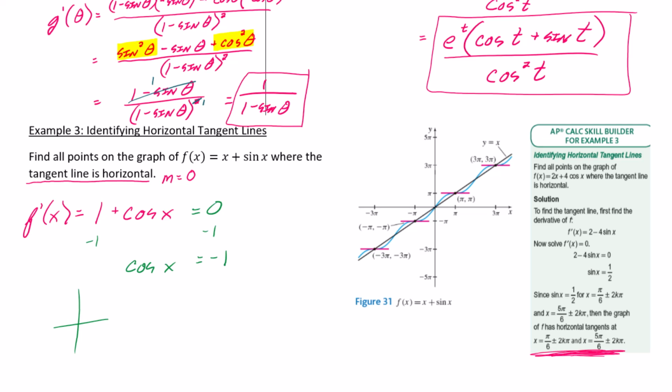So cosine, remember, is the x coordinate. So if I were to draw the unit circle, it's negative 1 over here at pi, and then the next time would be at 3 pi, and the time after that would be 5 pi. It's basically every odd pi. So how we would go about doing that is essentially starting with x is equal to whatever the first one is, which would be pi.